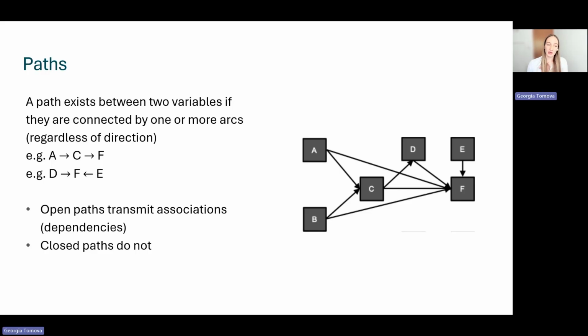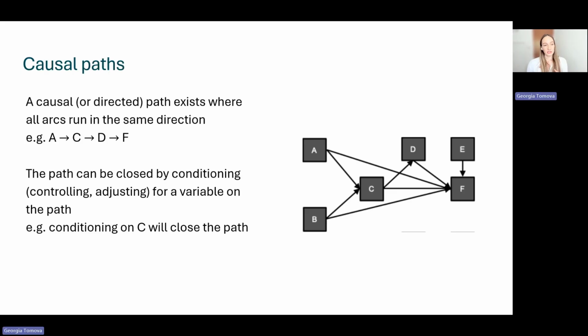And when paths are open, and we'll see what that means in a few more slides, they transmit associations or dependencies between the variables that are on this path. And when paths are closed, they do not.